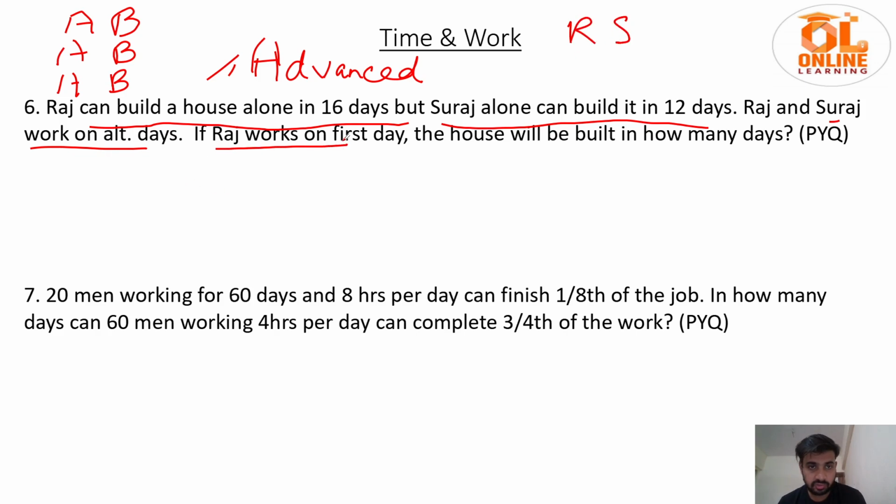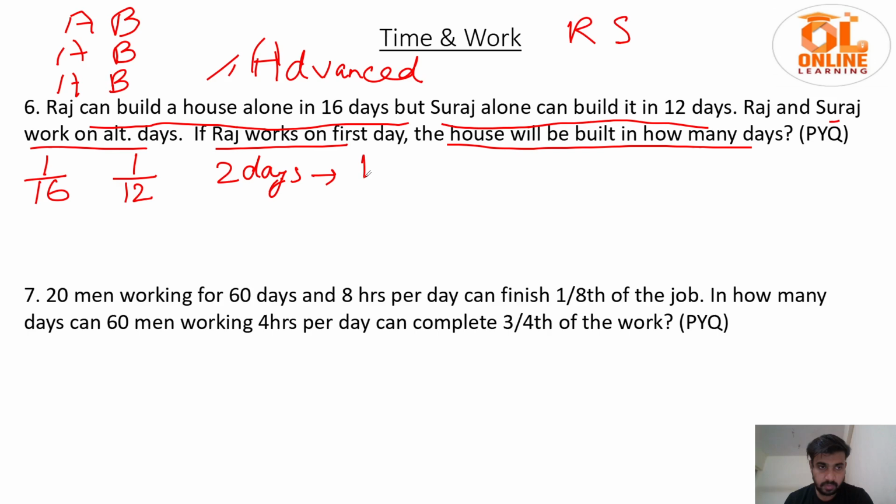If Raj works on the first day, the house will be built in how many days? Okay. So Raj's 1 day work is 1 by 16. Suraj's 1 day work is 1 by 12. Then we can say 2 days work will be 1 by 16 plus 1 by 12. If you do this, LCM will be 48. 16 threes are 48, 12 fours are 48. So 2 days work will be 7 by 48.